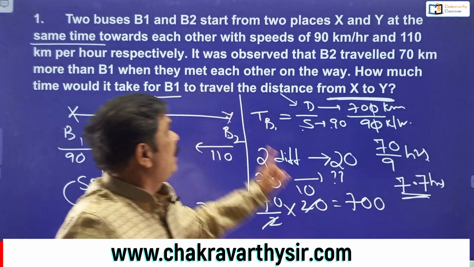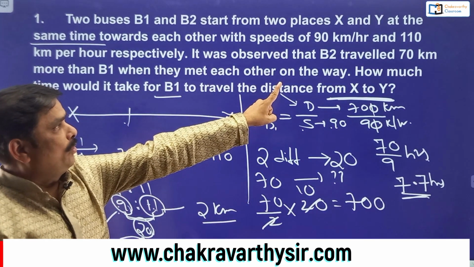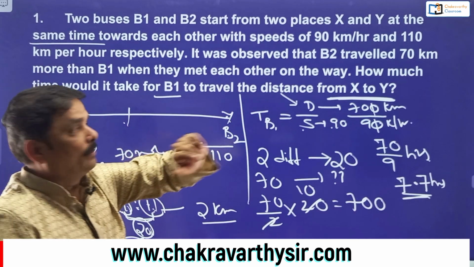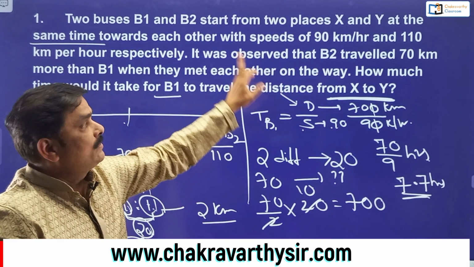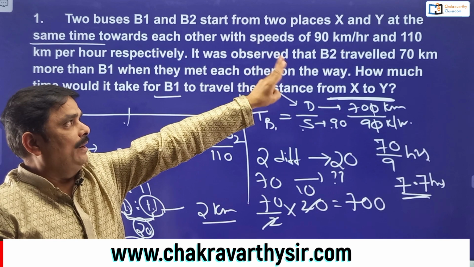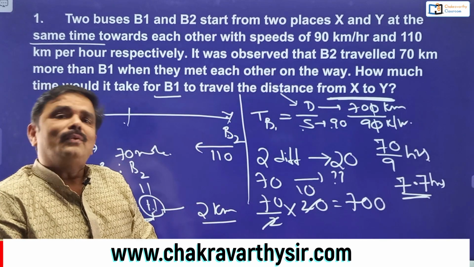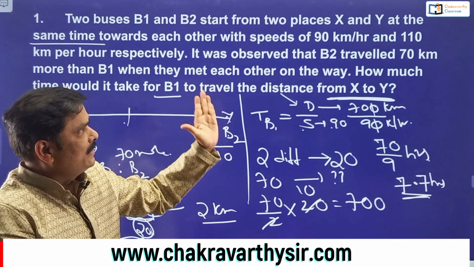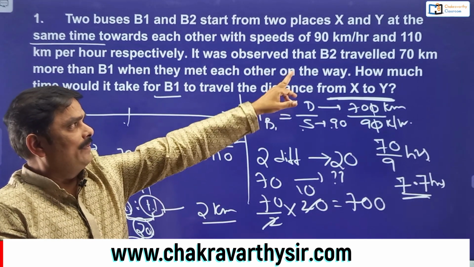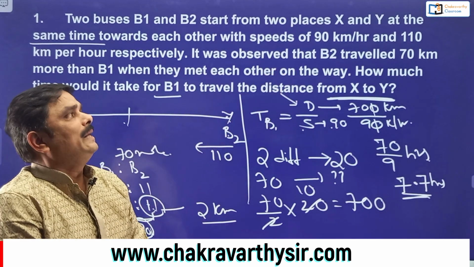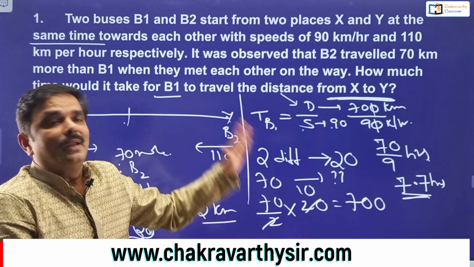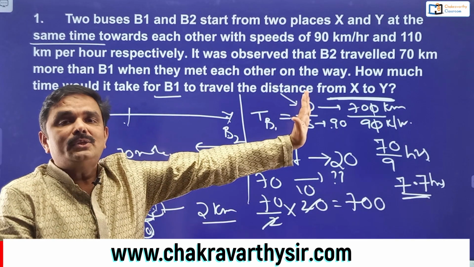If it is 1 hour, bus 1 travels for 90 kilometers, and bus 2 travels for 110. The difference is 20. You can do it in that way. If the difference is 20, the total distance traveled is 110 plus 90, that is 200.